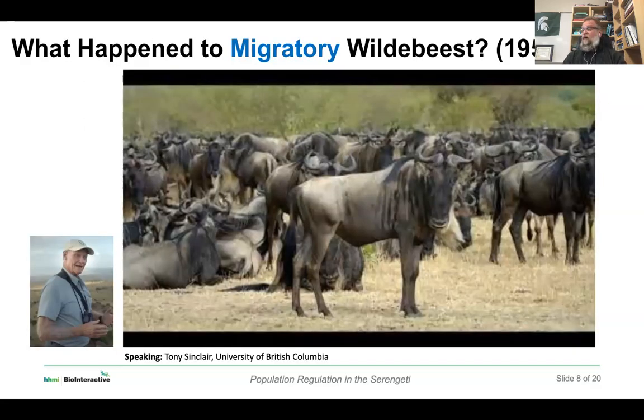So then we go on to our next slide here. It says, what happened to the migratory wildebeest between 1958 and 1978? So about a 20-year study. So we're going to look at the migratory ones. These are the ones that travel around and move around. So we're going to share with you another video clip.